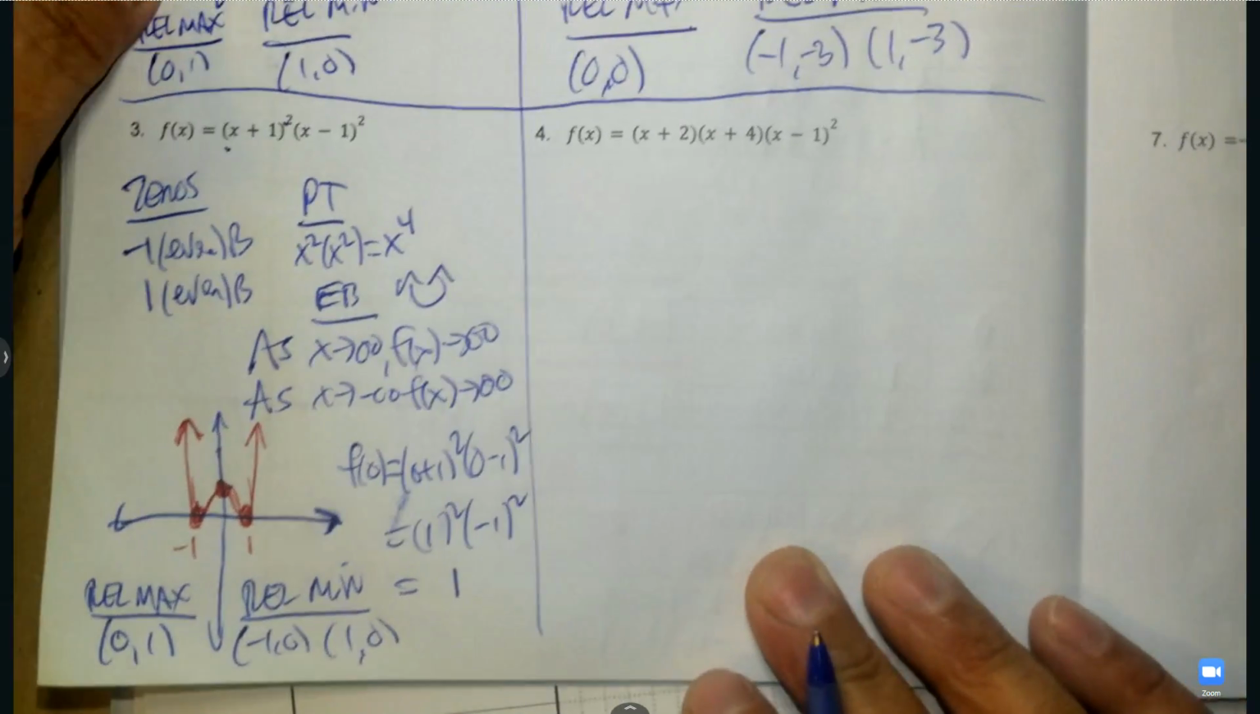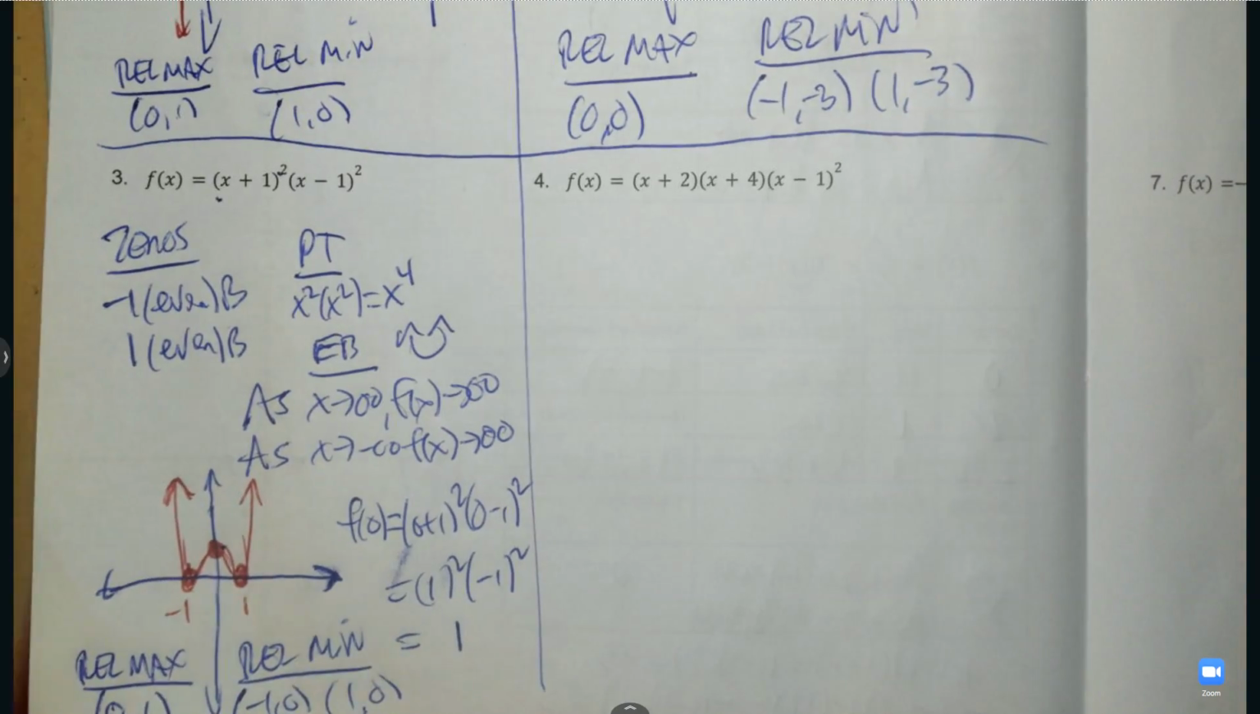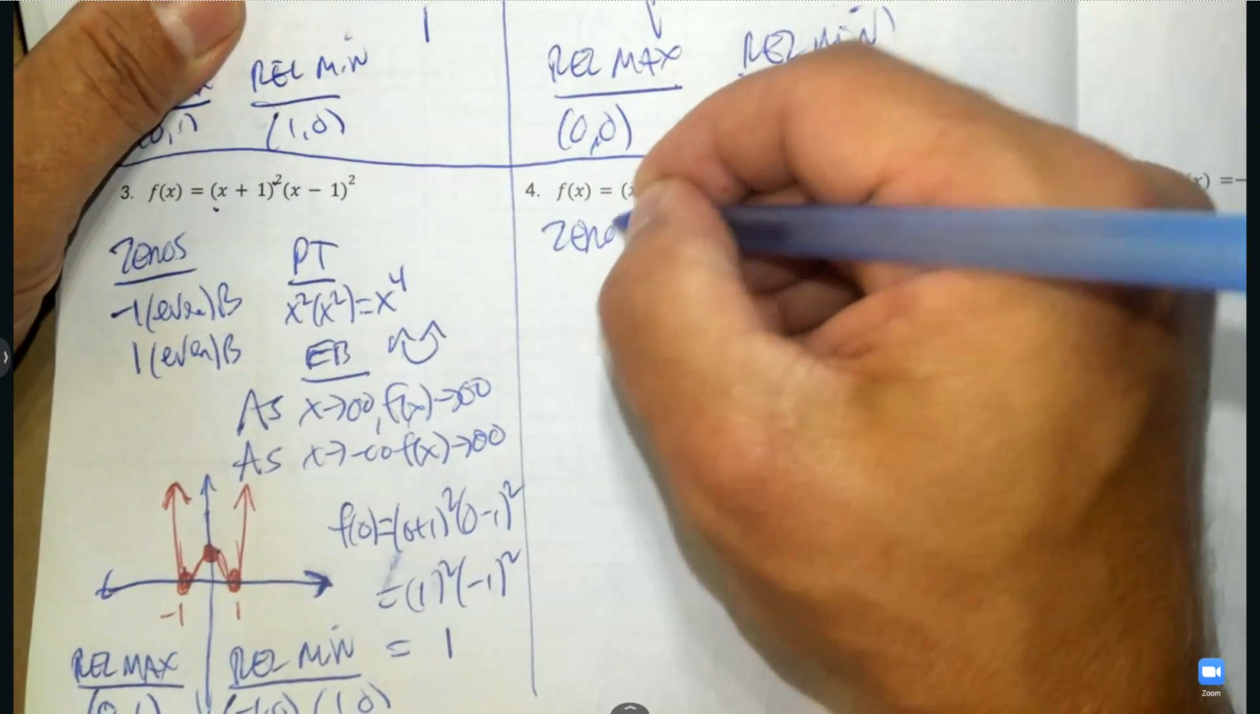All right, number 4. It's got your name written all over it. Try number 4 before I do it. All right, here we go.